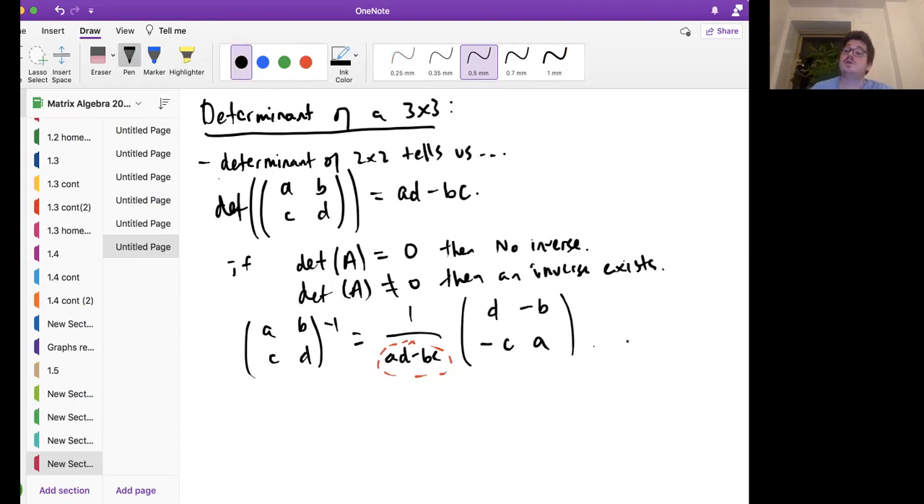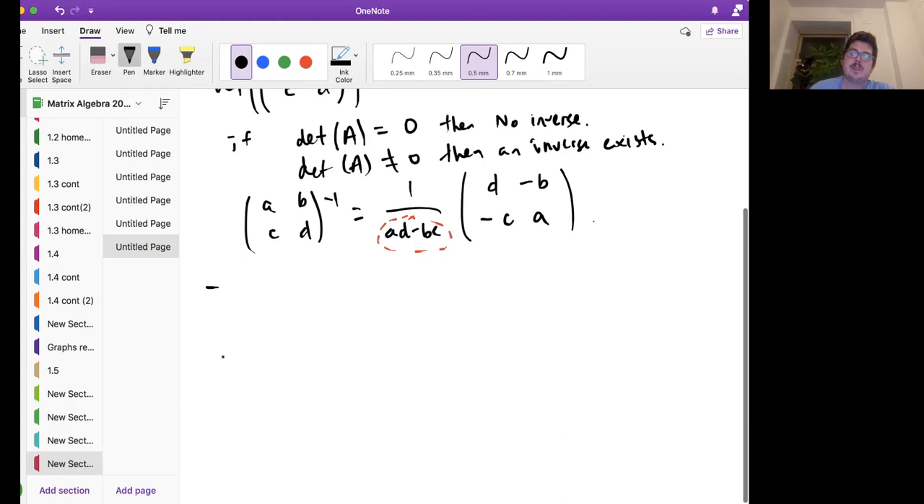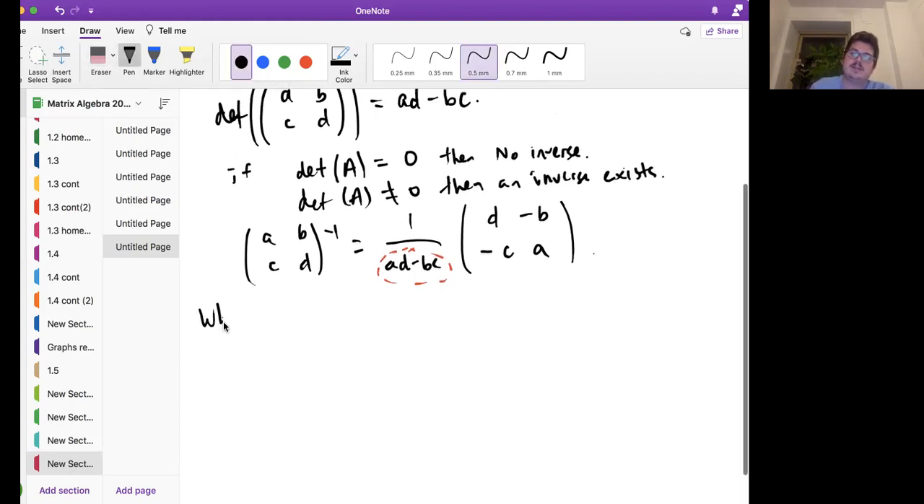Okay, so what we want to do is find if there is a similar formula for a 3×3. All right, so remember, the main idea of the determinant right now is if determinant is 0, then it has no inverse. If determinant is not 0, then an inverse exists. So that's going to be our main definition for determinant for even higher dimensional matrices. So let's think about, when does a matrix have an inverse?